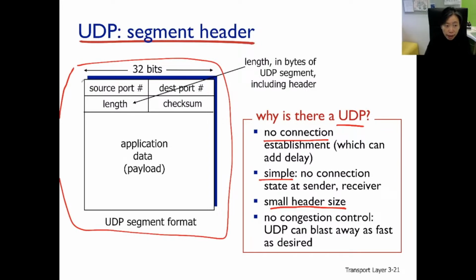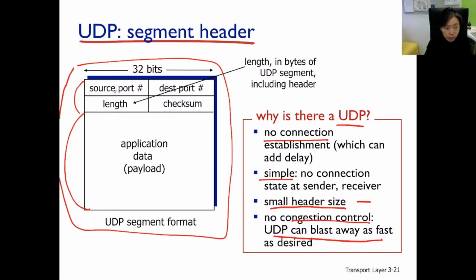Once again, there's a header part. There's also a data part. The header part is very small, just two 32 bits, 64 bits altogether, and that is 8 bytes. Very small header. There's no congestion control, so you can actually blast into the internet as fast as possible. All right, so these are a few other advantages of people using UDP.